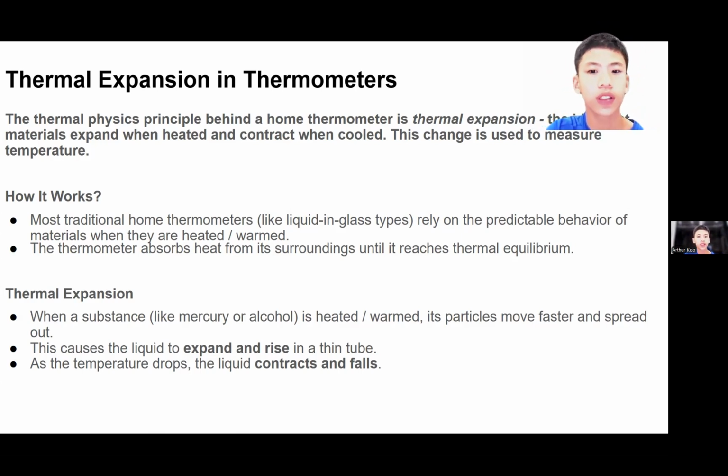When a substance is warmed, its particles move faster and spread out. This causes the liquid to expand and rise in a thin tube. As the temperature drops, the liquid contracts and falls.